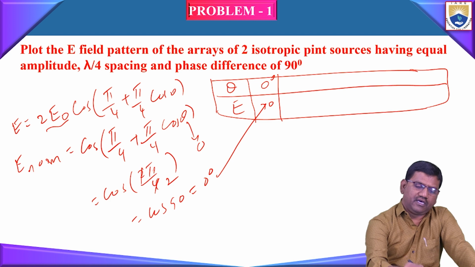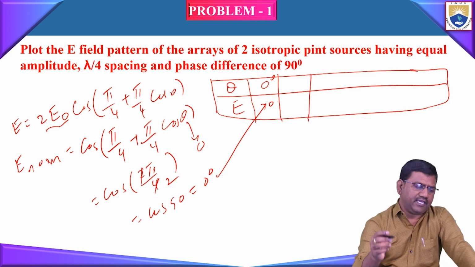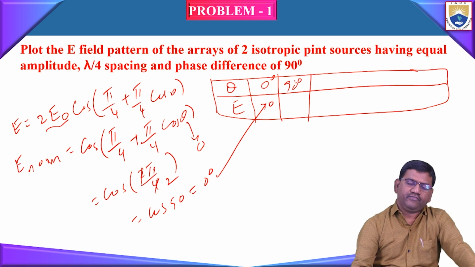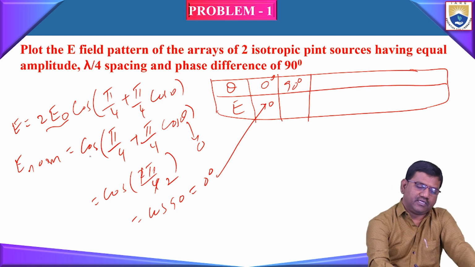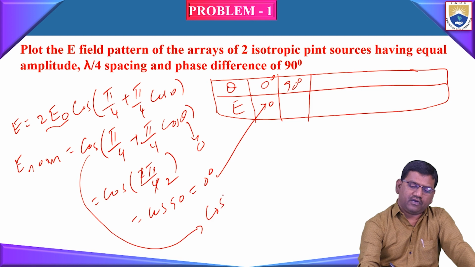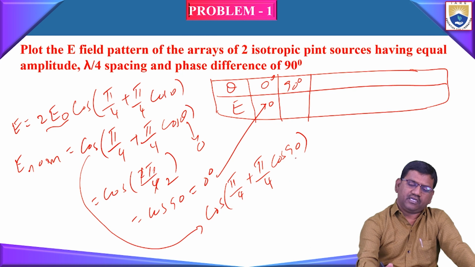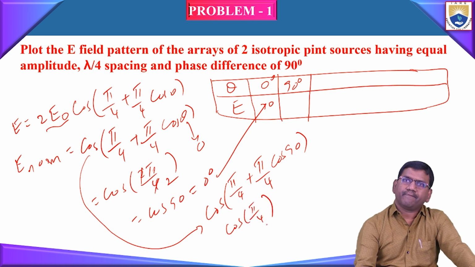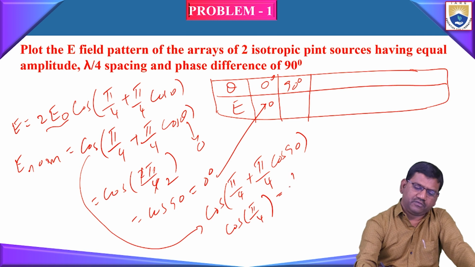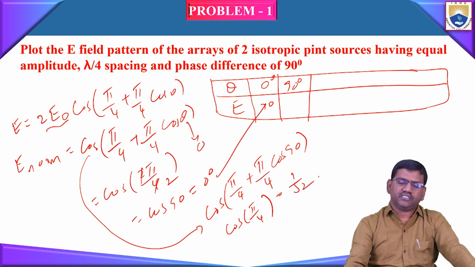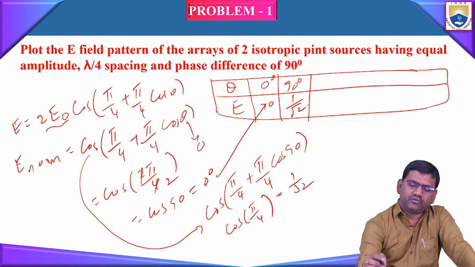Now similarly, let us substitute the value of theta as 90 degrees. Take this equation, cos of pi by 4 plus pi by 4 cos 90. Cos 90 means 0. So if you simplify here, you will get cos pi by 4, and cos pi by 4 is nothing but 1 by root 2. So you will get 1 by root 2 here.